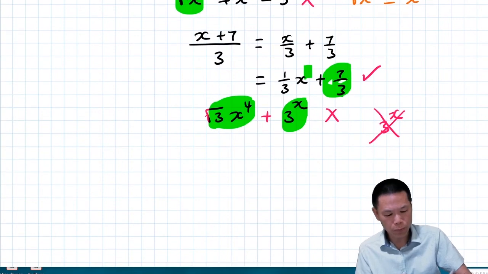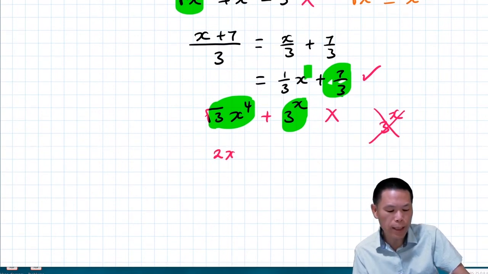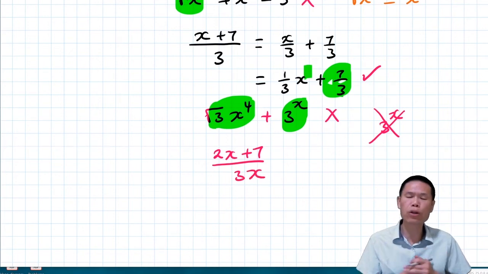Last example for you. Let's say 2x plus 7 over 3x, for instance, okay? Is it a polynomial?